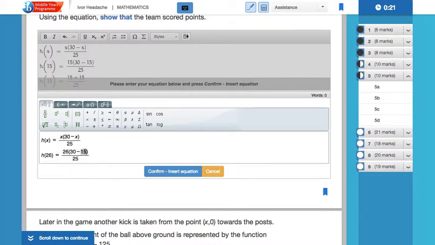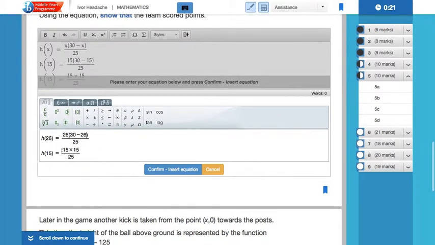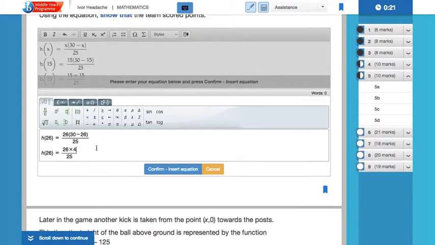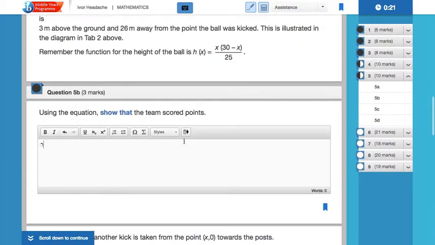26 times 30 minus 26 over 25, which is equal to 26 times 4 over 25. So I'll insert that equation there.